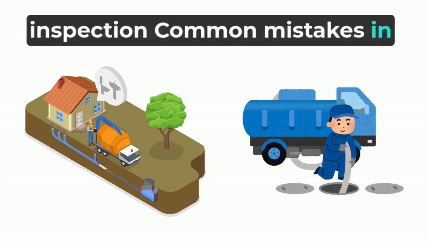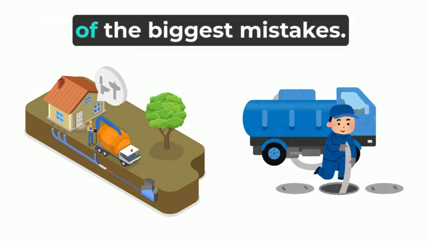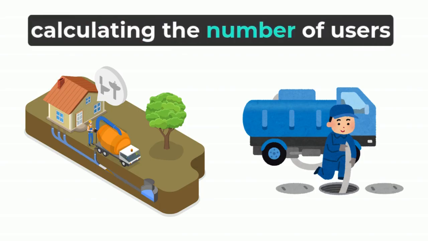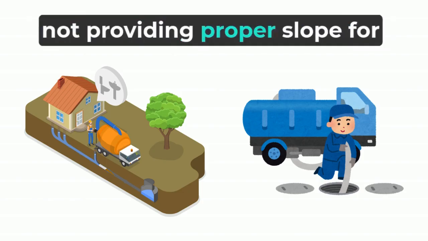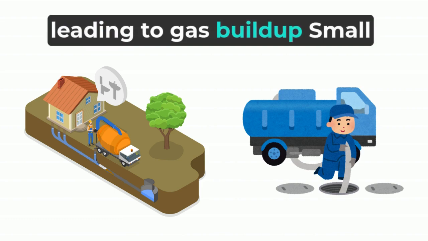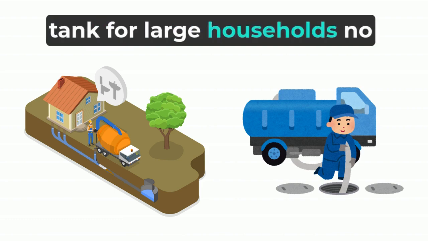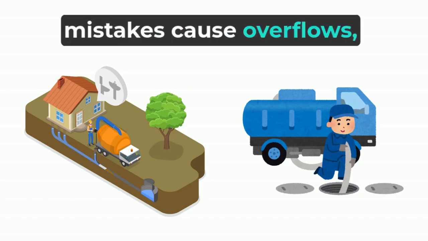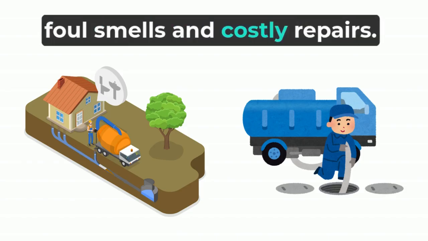Common mistakes in septic design. Here are some of the biggest mistakes people make. Designing without calculating the number of users. Not providing proper slope for pipe flow. No vent pipe, leading to gas buildup. Small tank for large households. No soak pit or leach field. These mistakes cause overflows, foul smells, and costly repairs.